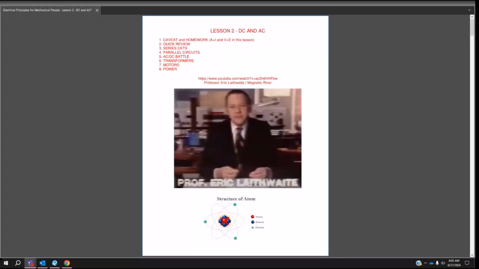All right, so this is going to be lesson 2 of the electrical principles for mechanical people. We're getting into both DC and AC today. We're also going to do a little bit of review from 2 weeks ago. Again, the caveat for this is I'm going very fast. We've got about another semester or so crammed into this. These are very high level concepts. It's just mostly there so that you get an understanding so that you can talk to other people.